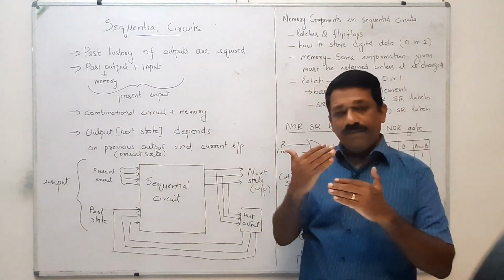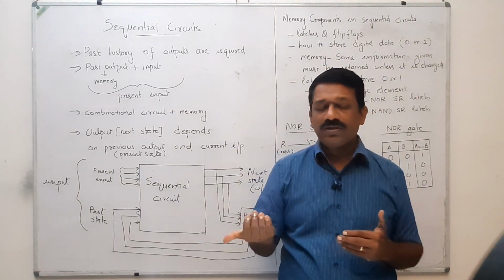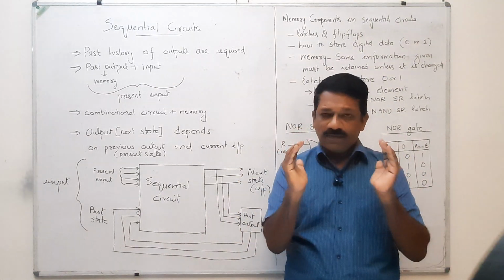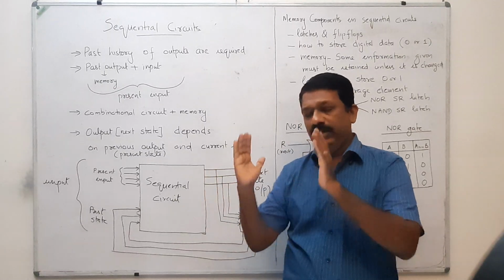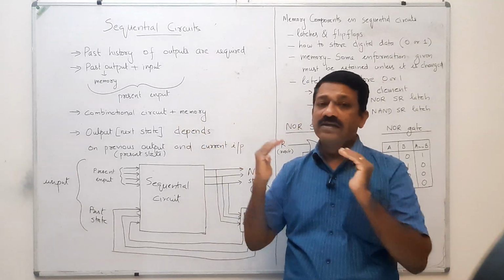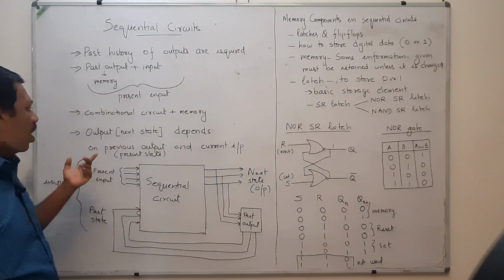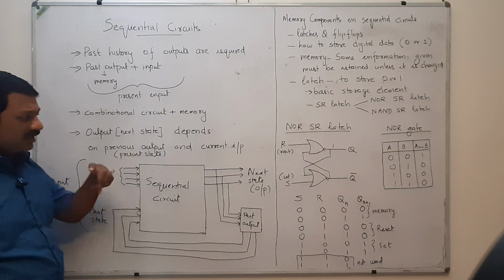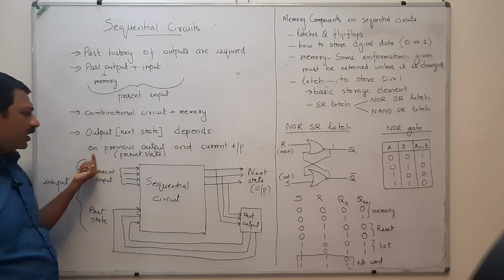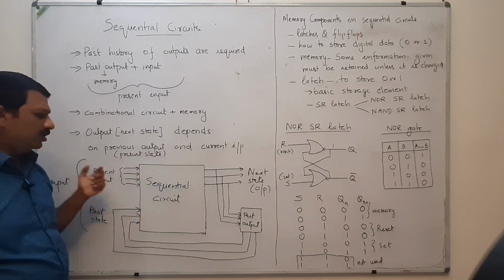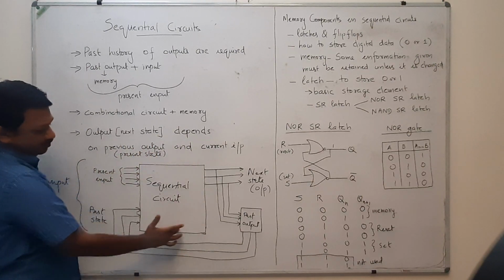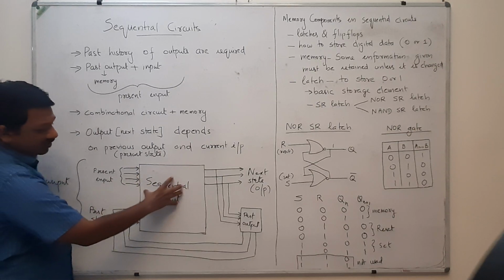That means a sequential circuit depends on the previous output also. This previous output acts as the memory. That is the output of the next state. The next output depends on the previous output and the current input. This is the pictorial representation of that. This is the sequential circuit.